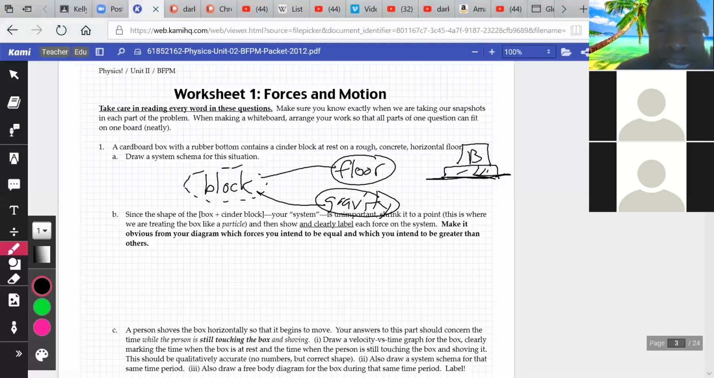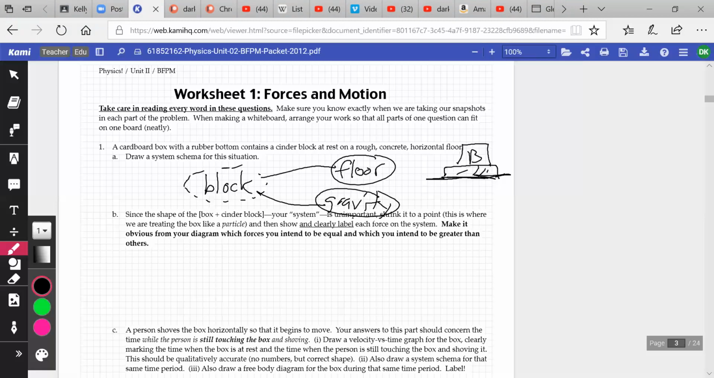Does rubber... we're going to treat the block rubber system as one thing, as we see in part B. So short answer, not really. We're not going to treat the rubber as separate.